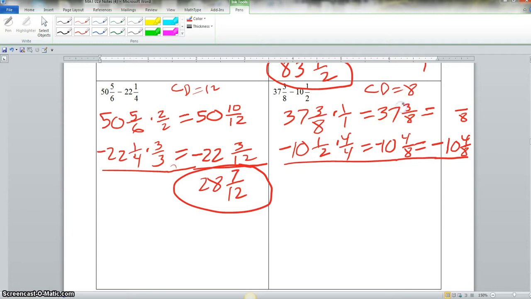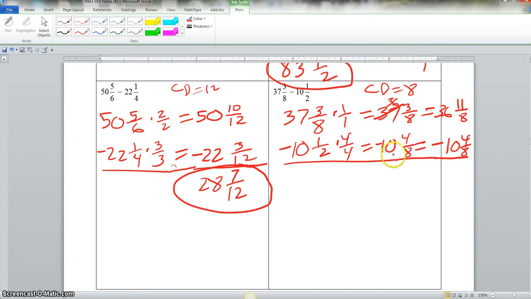So first of all, we have to borrow 1 from this 37. We'll make it 36. So we're going to carry over 36. And then the one we borrowed, now the easiest way to get the numerator of this fraction here is to take this denominator, which is 8, and add it to this numerator. 8 plus 3 is 11. That is what your new numerator would be.